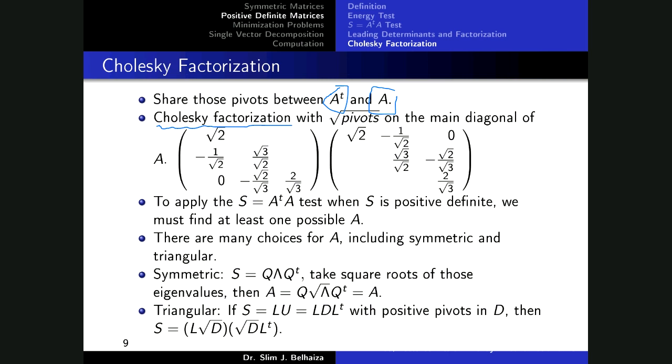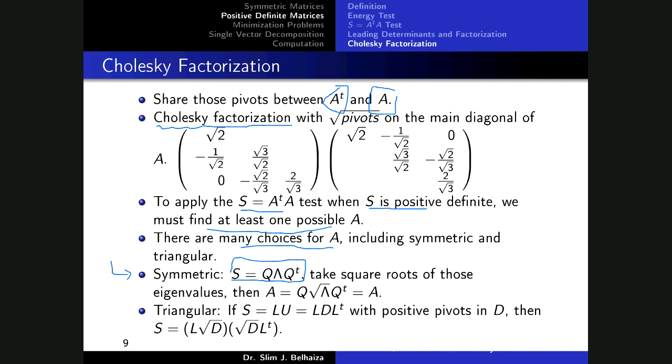So to apply this factorization, we need S to be positive definite, and one must find at least one possible A. And of course, there could be many choices for A, including symmetric and triangular. It's very easy in the symmetric case because you get a spectral factorization, and one can easily extend this.